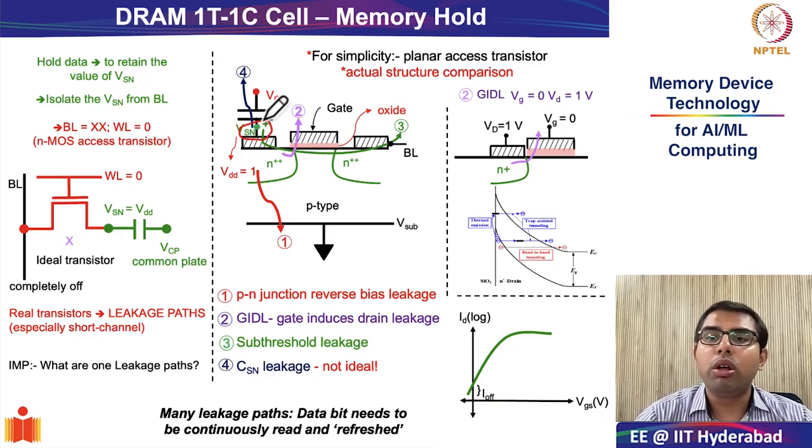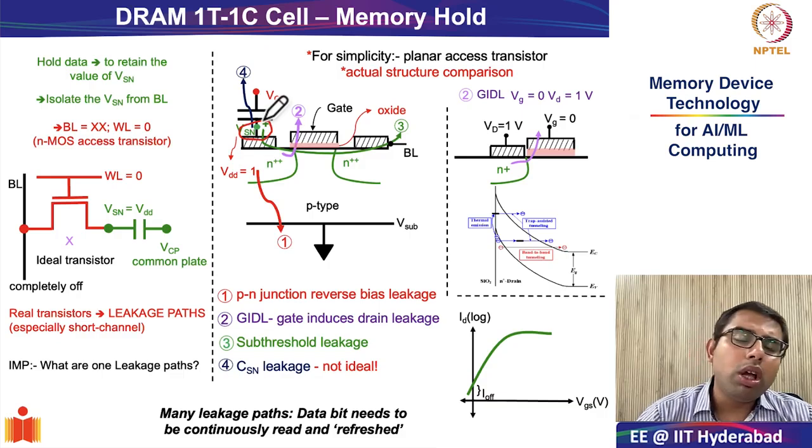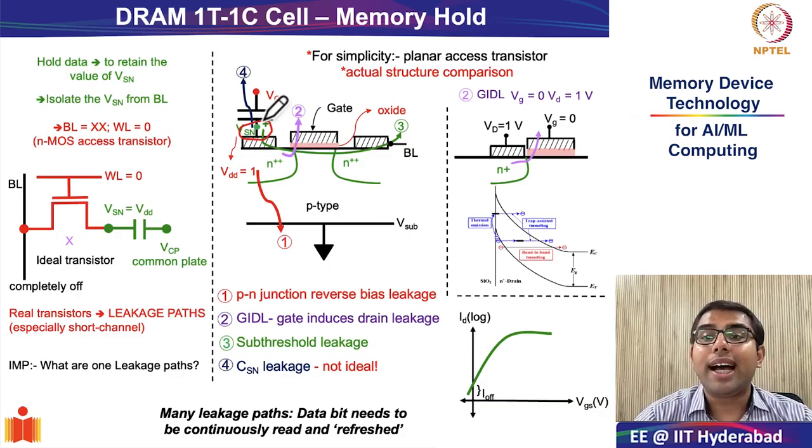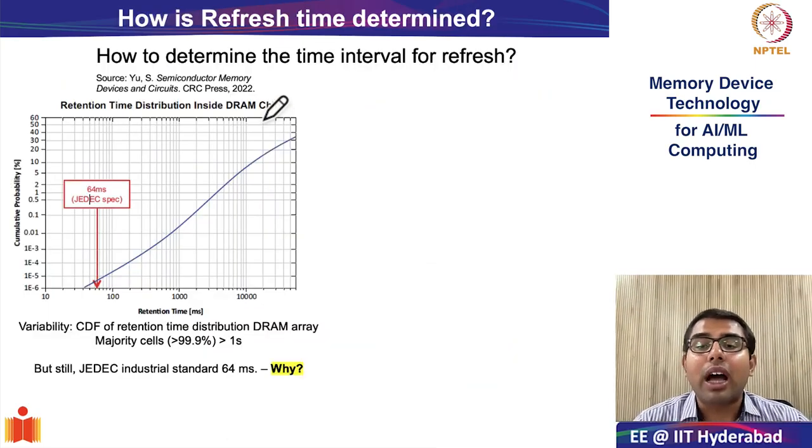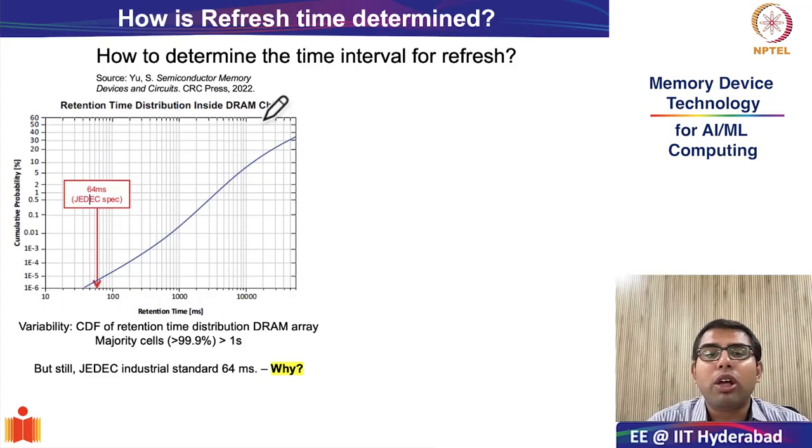So today we are going to ask a very interesting question. That is, how frequently do you have to refresh the data or restore the data? To answer this question, we have to recognize that, unlike what you may think, because of very many manufacturing variabilities and device operational variabilities, it is not true that every DRAM cell has one particular retention time. What is the meaning of retention time? Retention time is fairly simple.